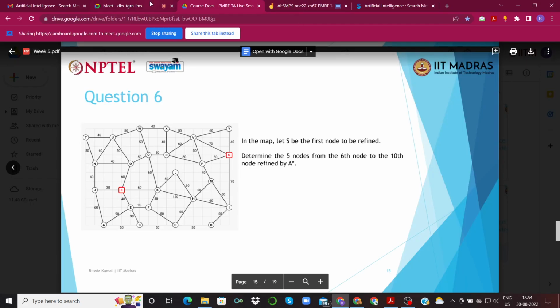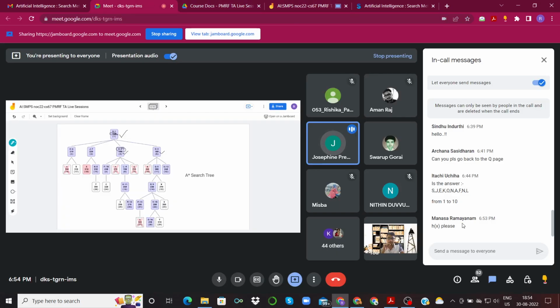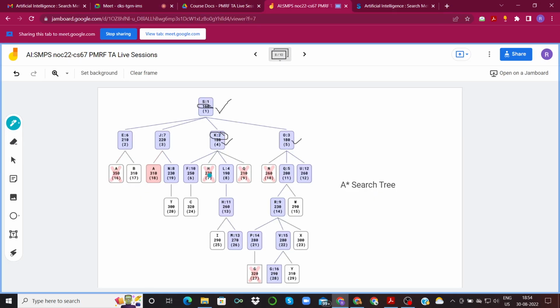So in the A star search tree, after K, when you find K, why has H been marked as cross? So for the time being, just ignore that. This is just an after effect of the propagation improvement, a version of the A star algorithm. If you revisit the lecture, I guess you will find this particular section, but for the time being, just ignore that.